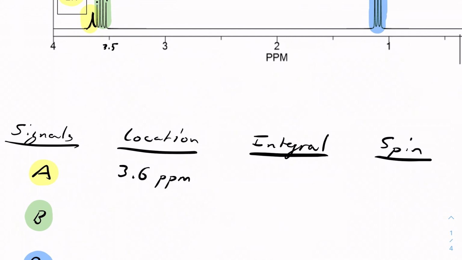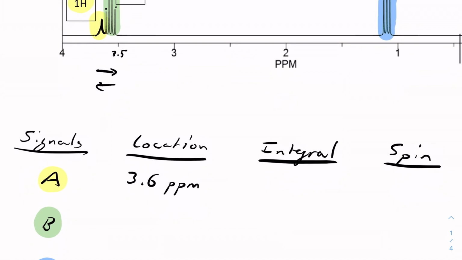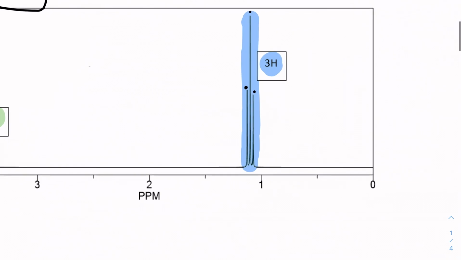So then for signal B, it's just a little bit upfield from signal A. And what we notice is upfield is to the right, downfield is to the left. So when we say upfield, we mean it's a little bit to the right on our graph. So signal B is a little bit upfield, so I would say that's probably about 3.5 ppm. It's a little bit downfield from 3.5, but we can say it's about 3.5 because again, this is just an estimate.